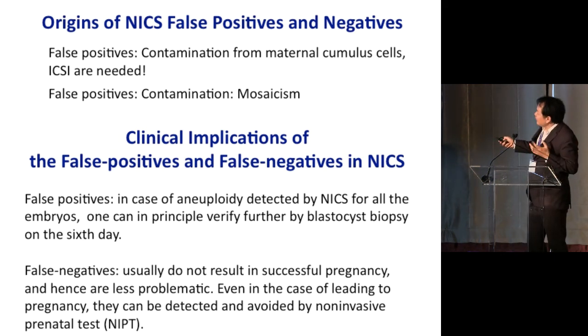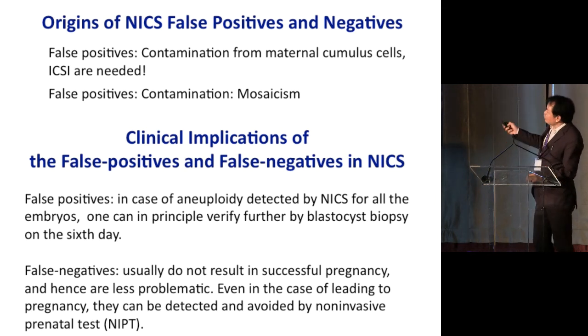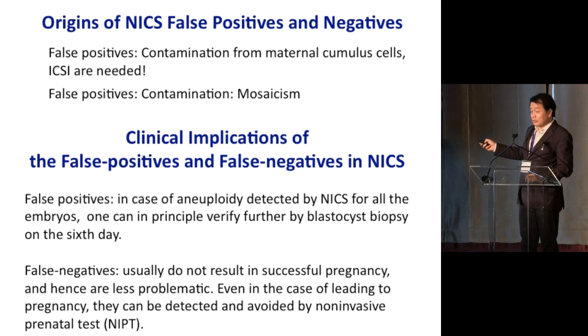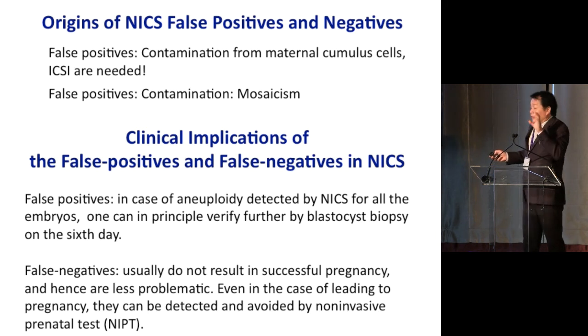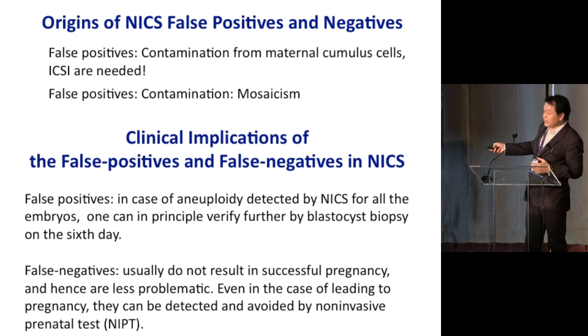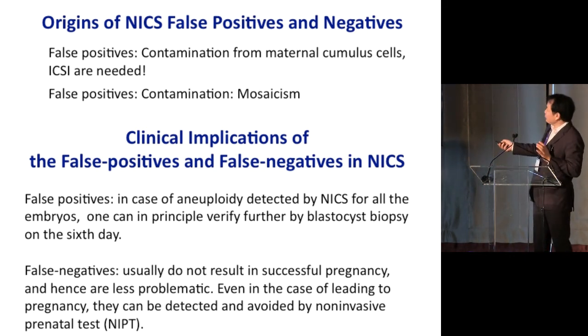Okay. Now the question is, what is the implication of these false positives and false negatives? Now, if all the embryos that you look at are false positives by NICS, then you could still, on the 6th day, because you have no good ones, you might as well just do the invasive biopsy on the blastocyst, right? So that's not too bad. Now, what if it's a false negative? Well, usually they do not result in successful pregnancy. So overall, the existing false positive and false negative is not that bad.